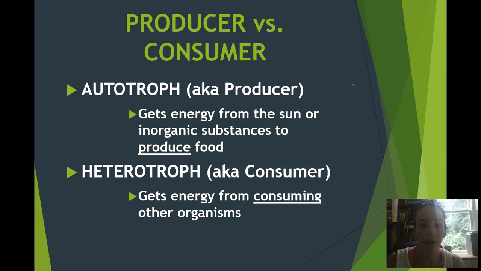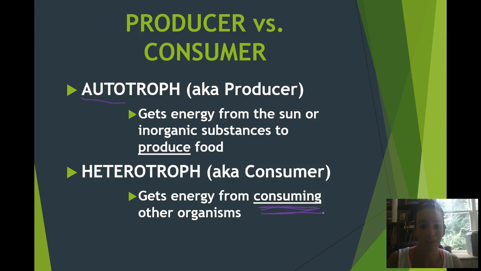So energy flow. I'm sure you've heard of autotrophs and heterotrophs. So remember, auto, prefix, auto means self. So those are the producers. Those are the plants that make their own food. The heterotrophs, on the other hand, are the consumers. They have to consume other organisms to get their food.